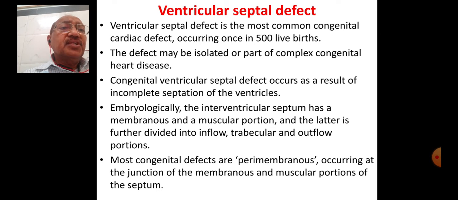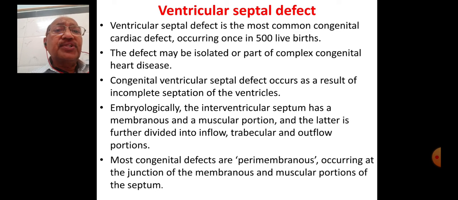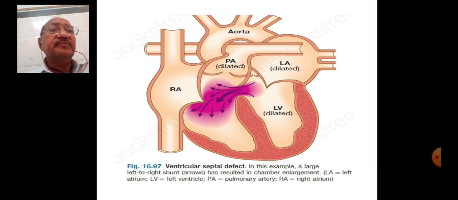Congenital VSD occurs as a result of incomplete septation of the ventricles. Embryologically, the IVS has a membranous and a muscular portion. And the muscular portion is further divided into inflow, trabecular, and outflow portions. Most congenital defects are perimembranous, occurring at the junction of membranous and muscular portions of the septum.